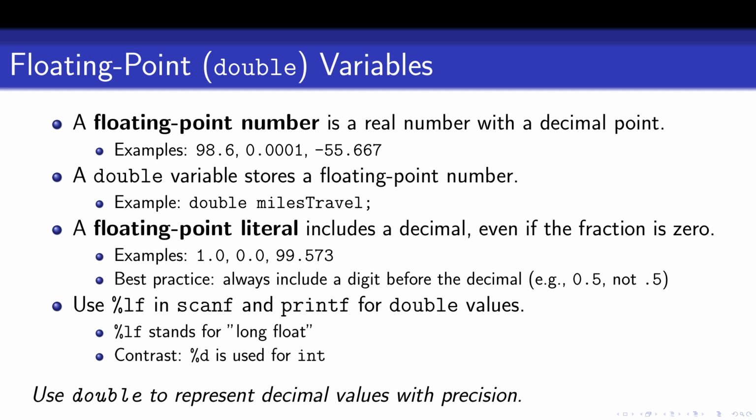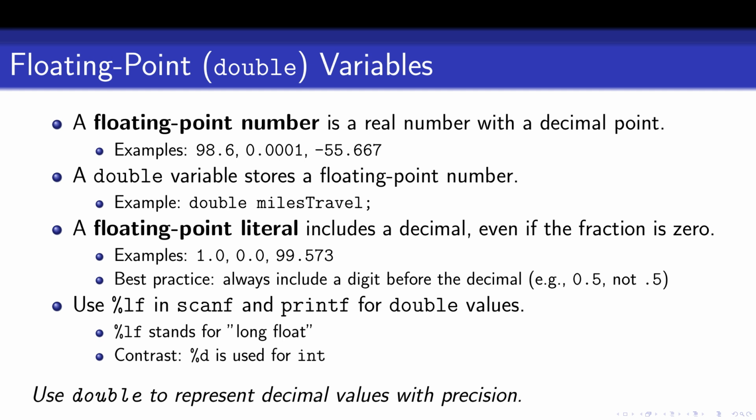A floating point literal is any number that includes a decimal point, even if the decimal is 0, like 1.0 or 0.0. Good practice is to always include a digit before the decimal to avoid confusion, so write 0.5 instead of .5. To read or write a double value, you use the format specifier %lf in scanf or printf. This stands for long float and is specific to double values. Using floating point variables correctly allows your programs to handle a wide range of real-world measurements and calculations that go beyond whole numbers.